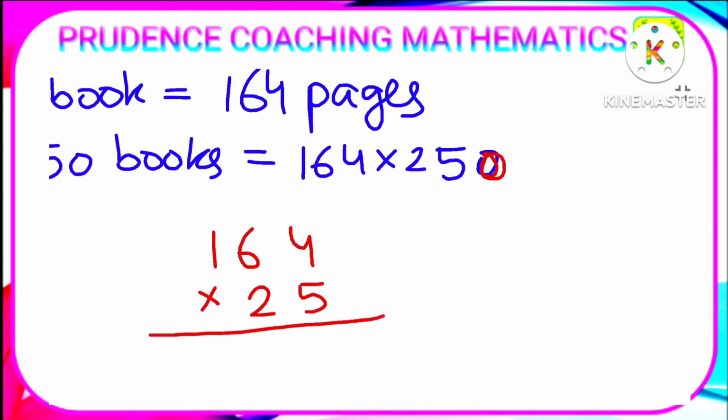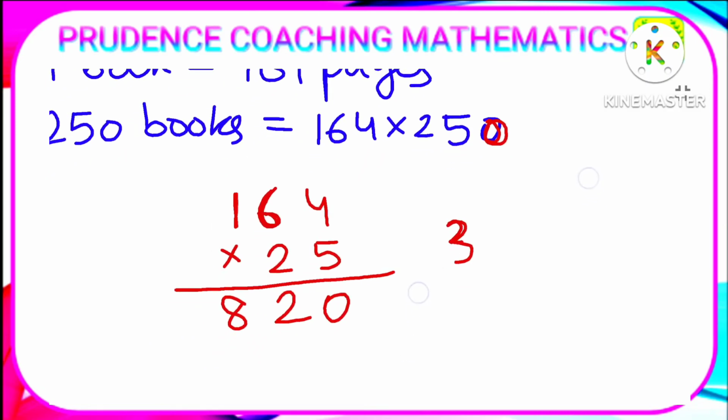So let us multiply. 4 5s are what you will get? 20. So 2 over here. 5 into 6 you will get 30. 30 plus 2 is 32. So 3 is carry now. 5 into 1 you will get 5. 5 plus 3 is 8. So 8 over here. Next 2 in the tens position. So after 2 we have a digit. So 1 0 over here.